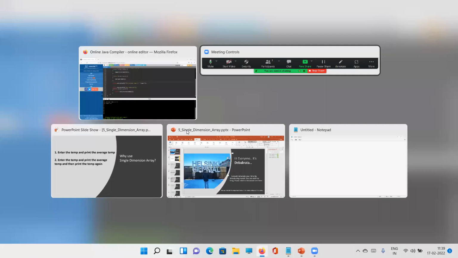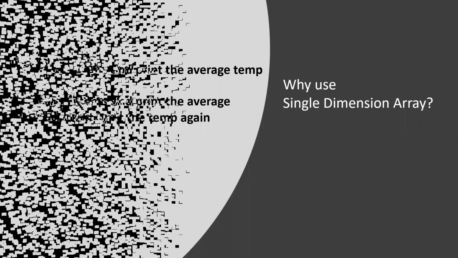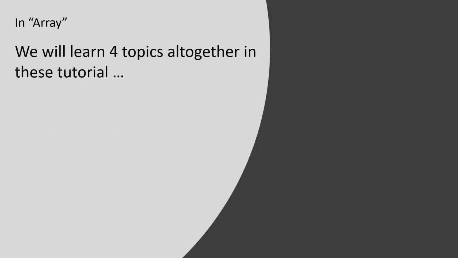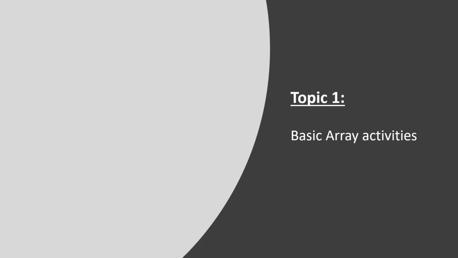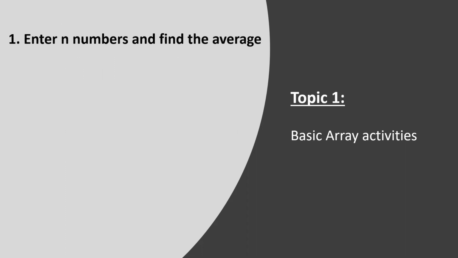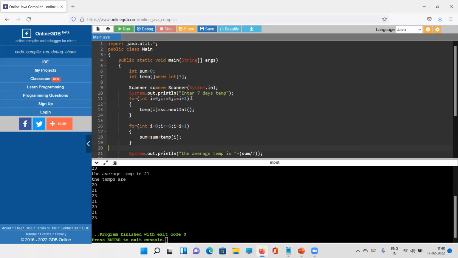Okay. So today we will check a few things. Probably you are now able to understand why you should use an array. Today we will learn 4 topics, obviously. The first one is basic array activities. I will show you how to deal with the array. First is: enter n numbers and find the average. Obviously, we can do that.